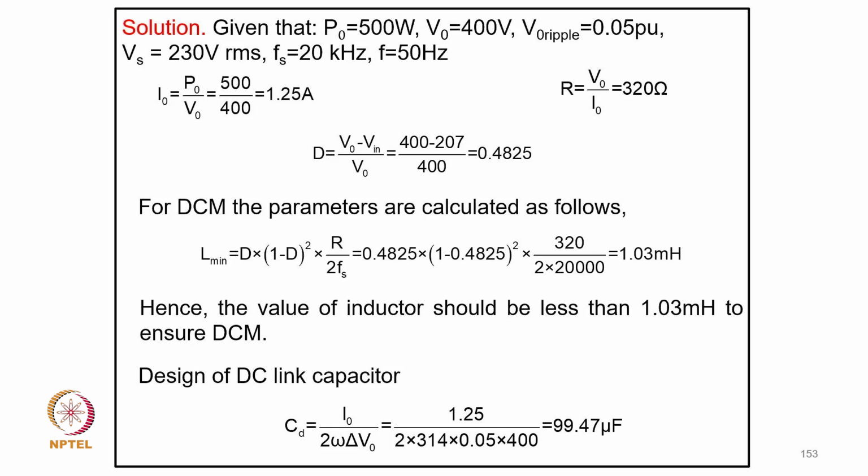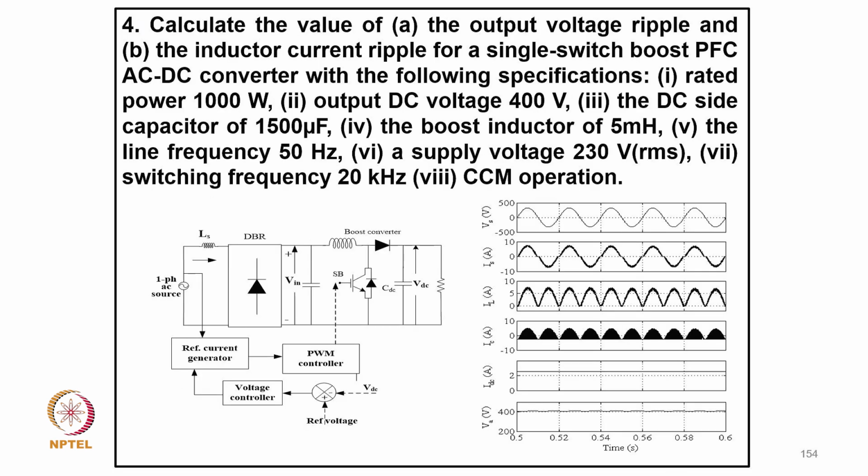And the design of DC capacitor CD equal to I upon 2 omega delta V comes to 99.47 microfarad. So coming to numerical problem 4, calculate the value of the output voltage ripple and the inductor current ripple of a single phase PFC boost converter with the following specification: rated power 1 kilowatt, 1000 watt, output voltage 100 volt, the DC side capacitor 1500 microfarad, the boost inductor 5 millihenry, line frequency 50 hertz, supply voltage 230 volt, and switching frequency 20 kilohertz in CCM.